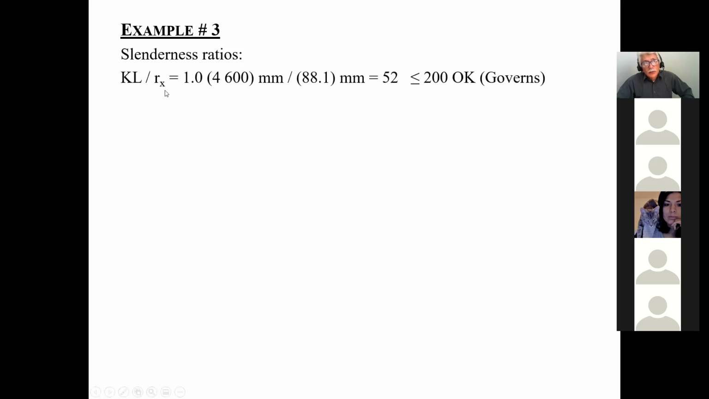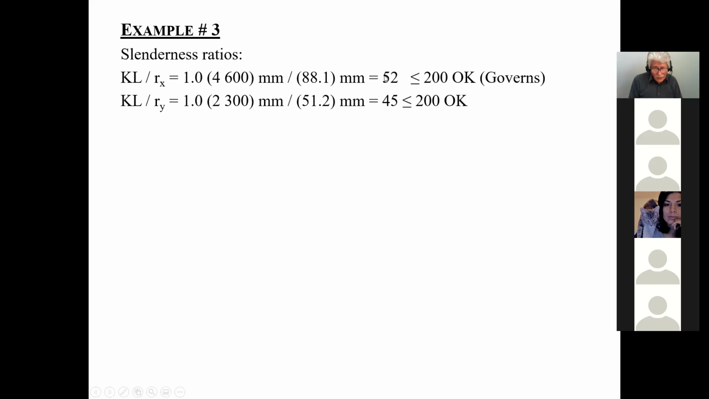So now the slenderness ratios, here we go. Now, KL over Rx, and of course, the length with respect to the x-axis is 4,600 because there are no braces preventing the x-axis from moving. And the KL over Ry is only half the length of the column because the y-axis is prevented from moving. And therefore, this is the one that governs. So in this case, it's most likely going to deform and buckle about the x-axis as opposed to the y-axis. The y-axis is laterally supported at mid-height. So therefore, this is the one that governs my design.